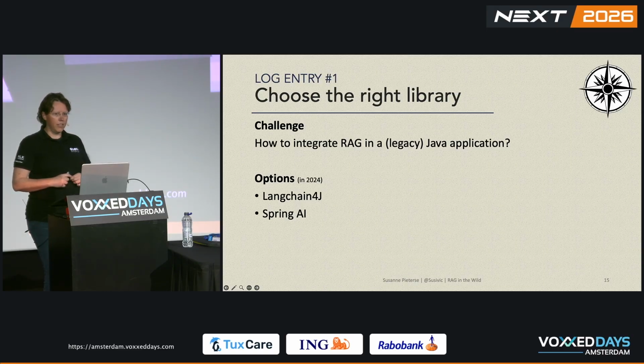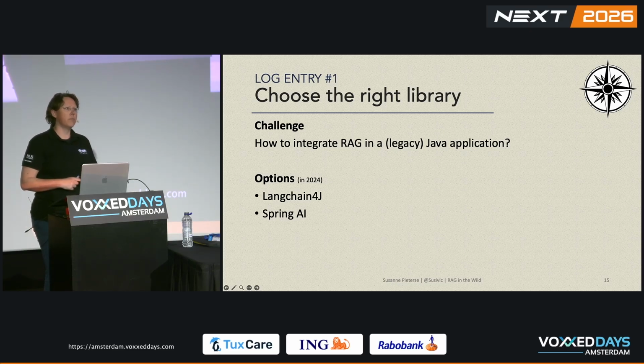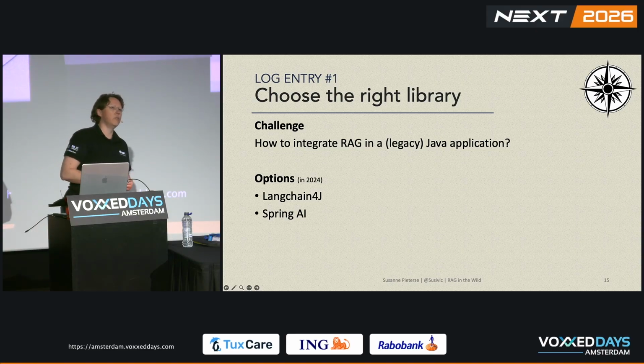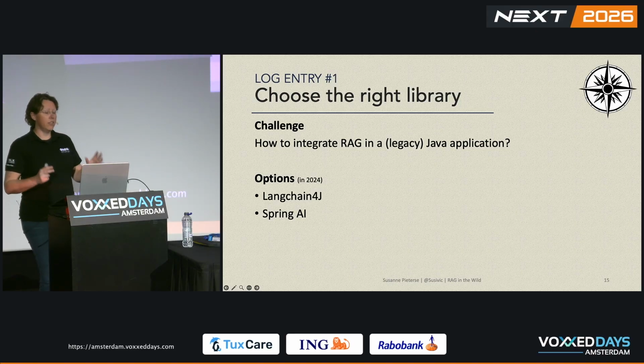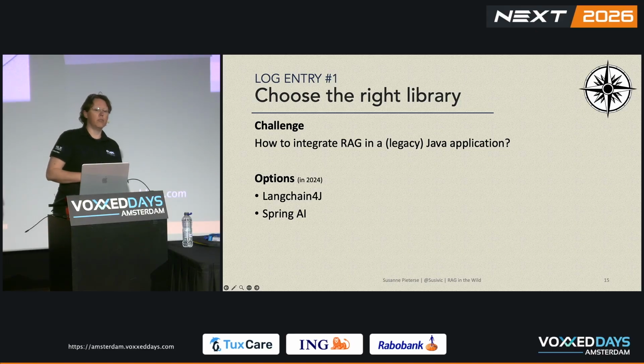The first thing is you have to choose the right library. When I started out, I started with Spring AI, and it works like a charm. But I needed something else. I needed something to do with metadata. And by the time I was doing this in 2024, I couldn't find it in the documentation of Spring AI. I'm not saying it wasn't there, but I could not find it.